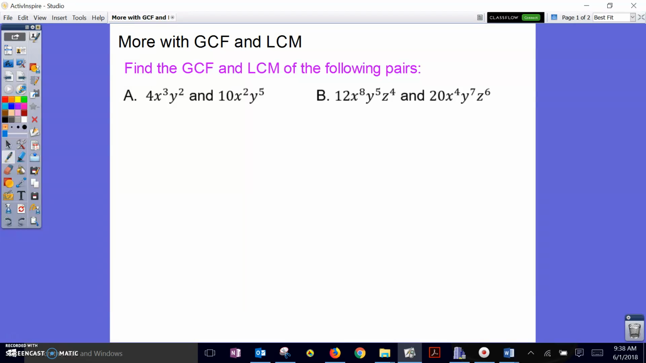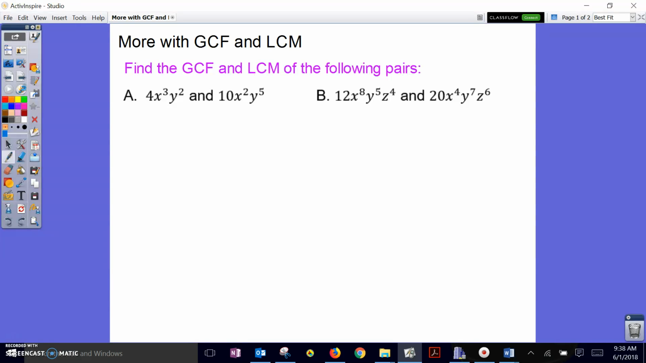In this video, we're going to talk a little bit more about the GCF and LCM and just a few little tips. In the previous videos, we looked at them one at a time, the GCF and the LCM. And what happens a lot of times for students is once we put them together, they have a little bit of difficulty remembering which one's which.